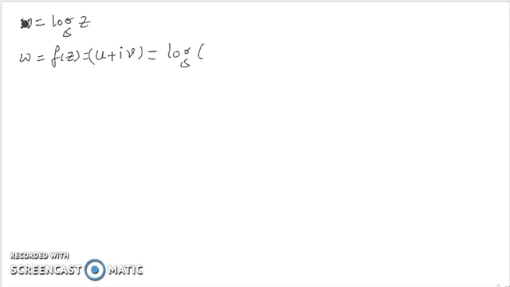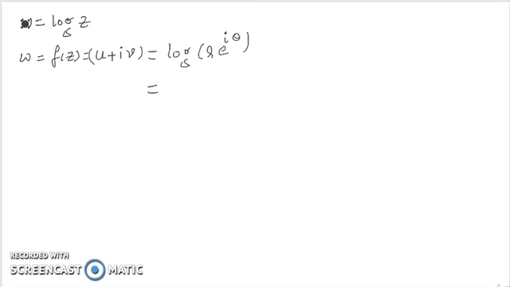W is equal to log z. So W is nothing but f of z, which we can write as u plus i v. So this is nothing but log of z. Here I cannot use Cartesian form because it is difficult for me to separate the real part and imaginary part. So that is what I am going to do: in polar form, we are going to write it as r e raised to i theta.